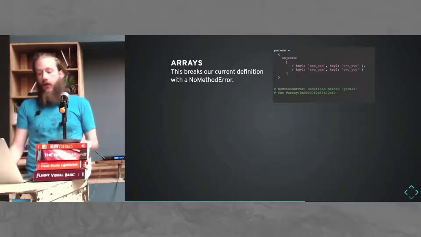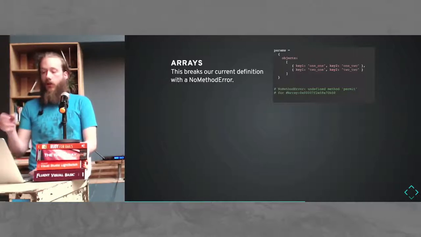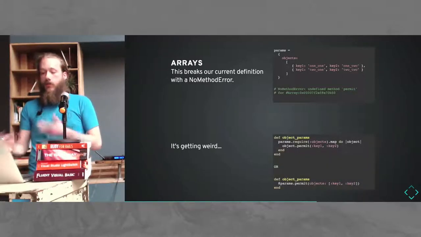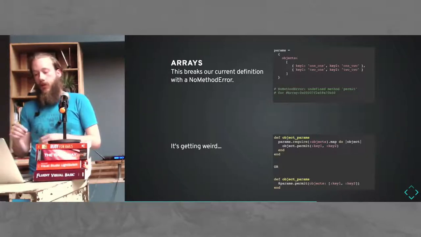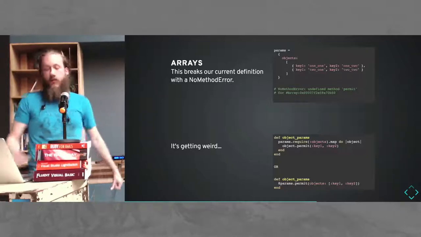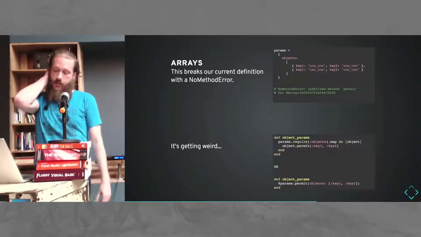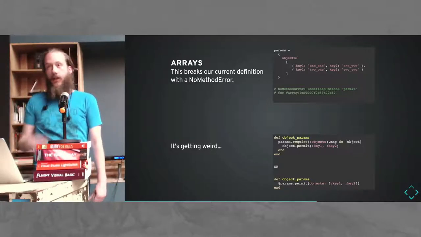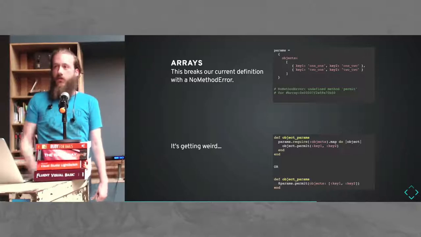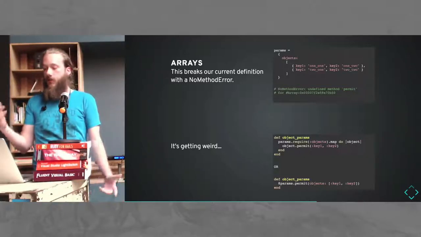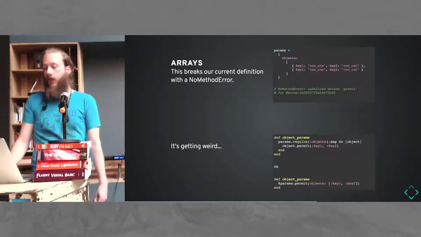So what if it's an array of objects? Right now, our current method breaks because it's trying to call permit on this array that's within the objects key. So there are two ways we can manage this. You can either just map over the objects hash that you're given, which is not actually a hash. It's, as discussed last month, an ActionController Parameters object, which inherits from hash with indifferent access. So it has all of the hash methods available to it.